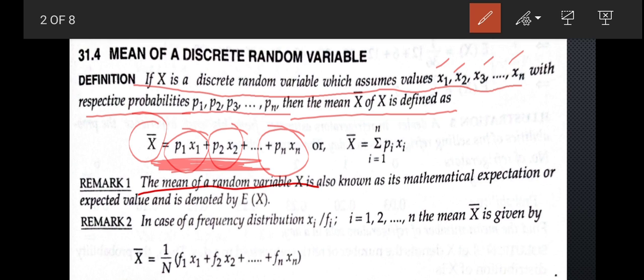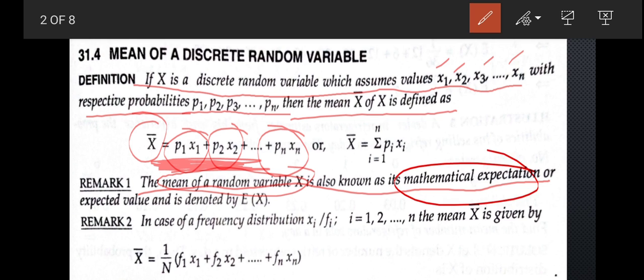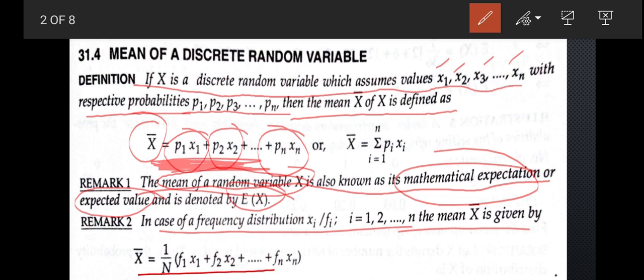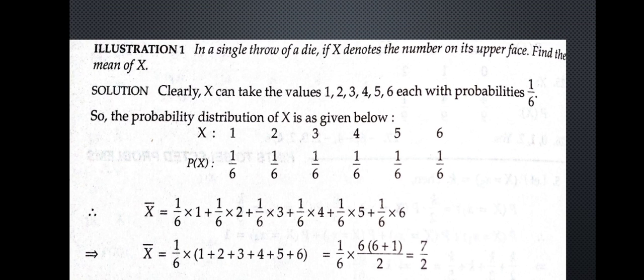The mean of a random variable x is also known as mathematical expectation, which is in your syllabus. This mathematical expectation is also known as expected value, and we denote it by E(x). In case of a frequency distribution, the mean is given by 1/n (f1x1 + f2x2 + ...). With the help of one question we will understand this better.